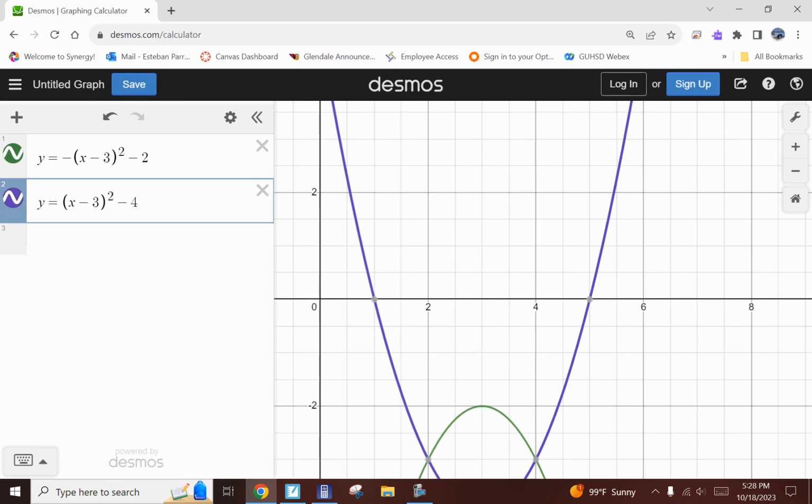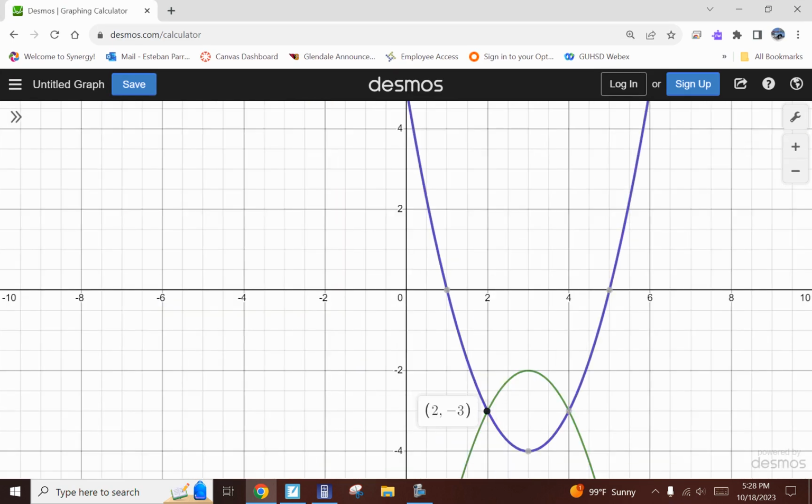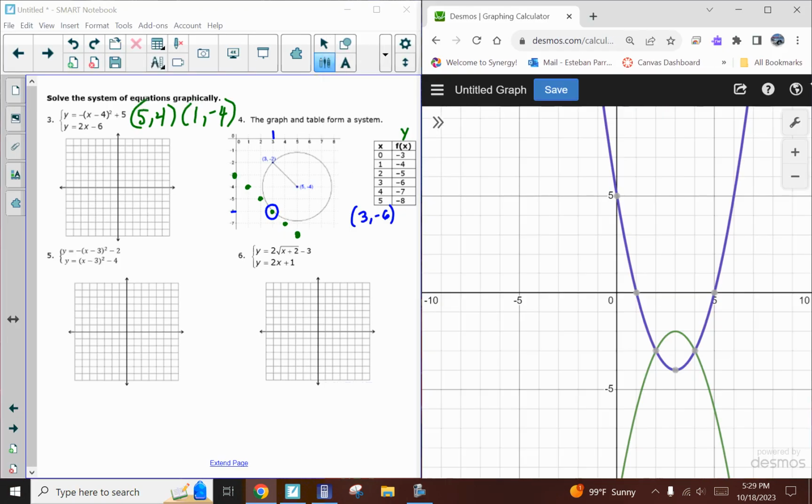So when we go to Desmos, all we really care about is where the graphs cross each other. So it looks like it's at (2, -3) and (4, -3). So that's what we're going to write for our answers over here: (2, -3) and (4, -3), because that's where they cross each other only.